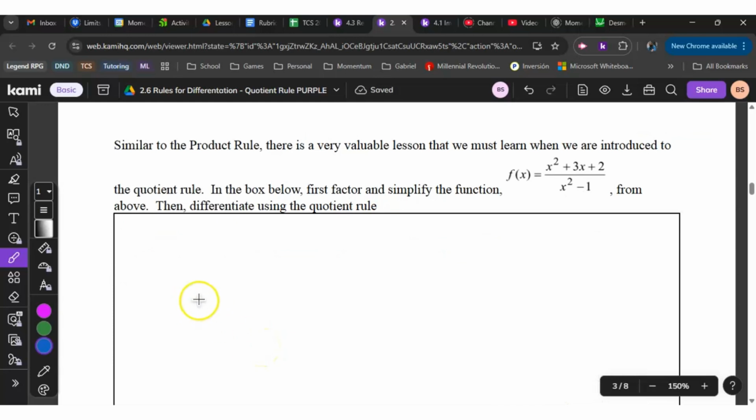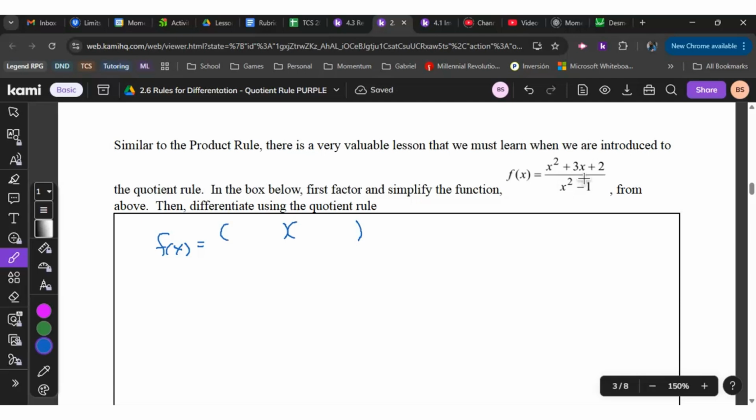So, all right. In this one here, if we can factor things, it usually makes our life easier. So let's take a look at doing it that way first, and then we'll take a look at some examples where we have no choice. We have to use the quotient rule. So if we factor this, what does that top factor into? I need to multiply to 2 and add to 3.